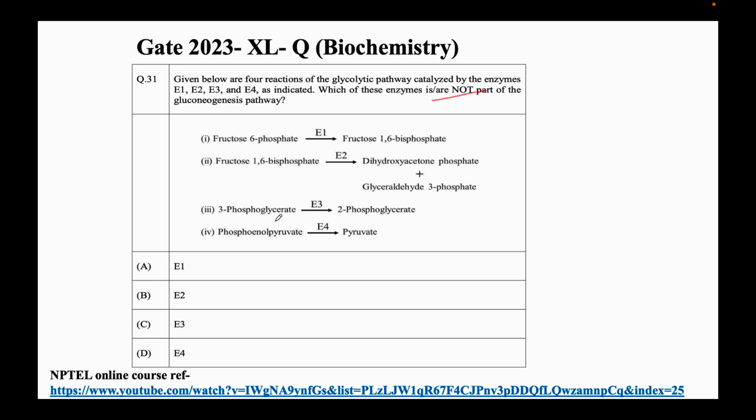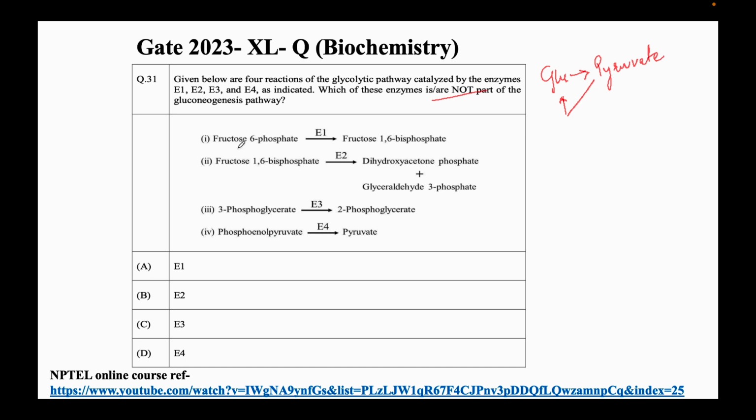So what is the glycolytic pathway? The glycolytic pathway is the pathway in which glucose is broken down into pyruvate. So from glucose we get pyruvate, and this is the glycolysis pathway. Similarly, gluconeogenesis is the formation of new glucose molecules. So in gluconeogenesis, from pyruvate we get the formation of new glucose molecules.